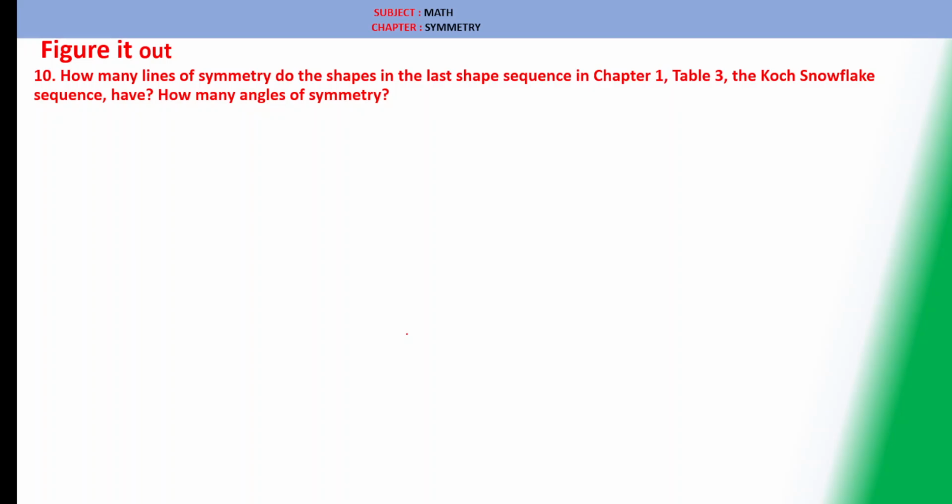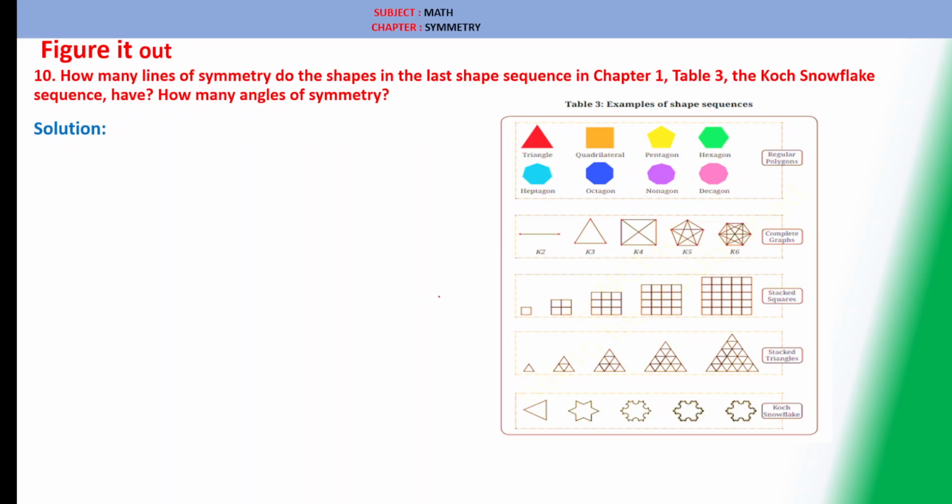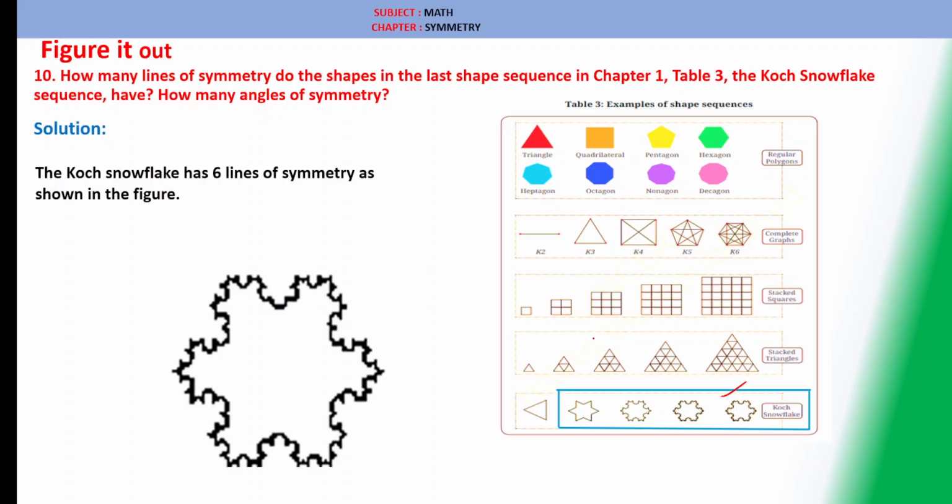How many lines of symmetry do the shapes in the last shape sequence of chapter 1, table 3, the Koch snowflake sequence, have? How many angles of symmetry? If we observe here, these are examples of the sequence. In this one, the Koch snowflake sequence is the last one. In this last one also, we need to pick this figure because it is the last shape. The Koch snowflake has 6 lines of symmetry as shown in the figures. If you observe here, this is the first line of symmetry, second line of symmetry, third, fourth, fifth and the sixth line of symmetry.